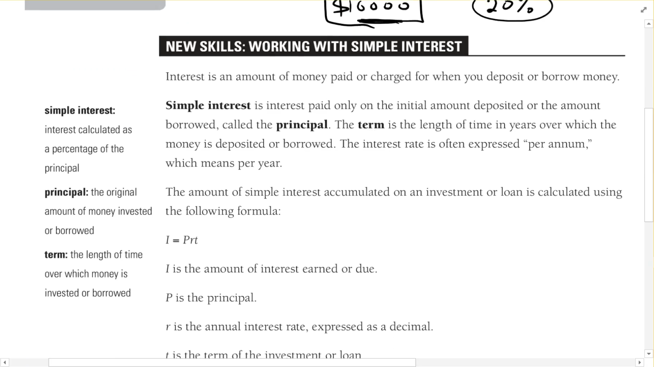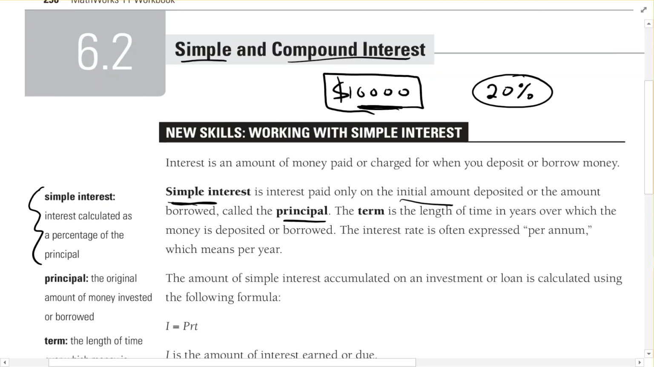So, simple interest. Simple interest calculates a percentage of the principal. So simple interest is interest paid only on the initial amount deposited or the amount borrowed, called the principal. What I mean by that is, let's say that we deposited $10,000 into the bank account. That's always going to be the amount. If it was 6% of this $10,000, simple interest means that it's always going to be 6% of that $10,000. Compound interest is going to be different. It would be 6% of whatever this number grows into as it grows over time.